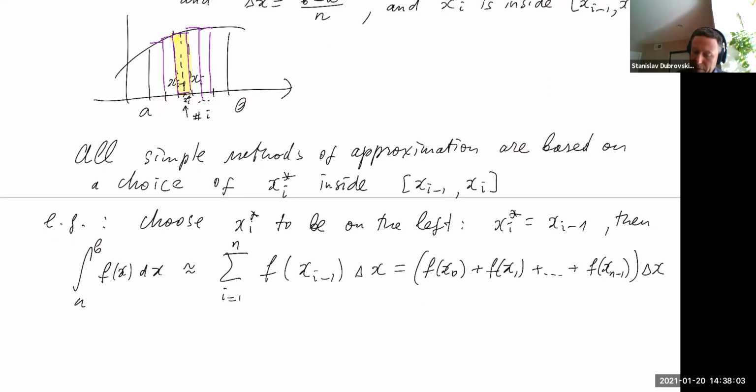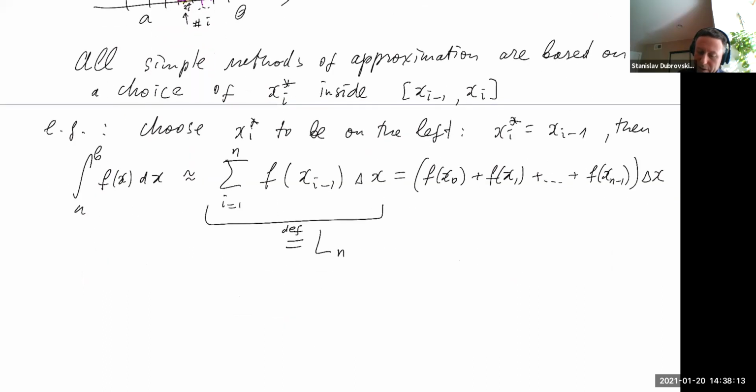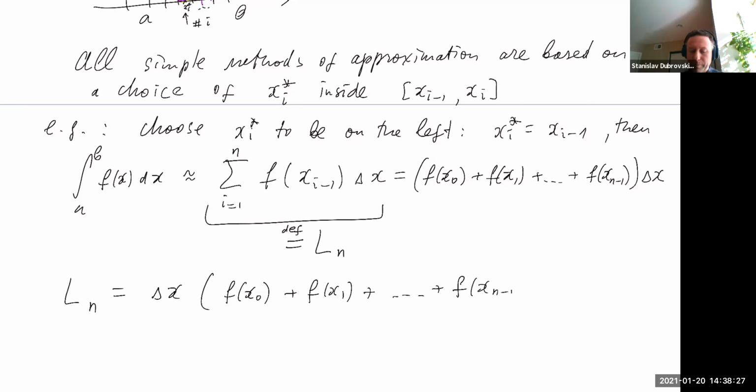So that is, by definition, how we define the left-hand rule with n subdivisions. To summarize, L_n will be equal to, sometimes we like to put delta x in front, f(x_0) plus f(x_1) plus dot dot dot f(x_{n-1}).